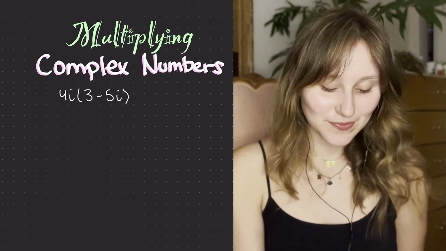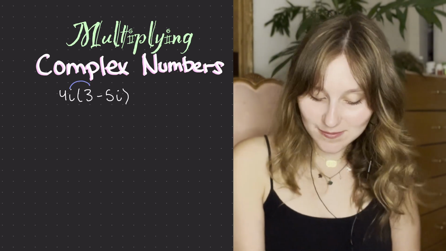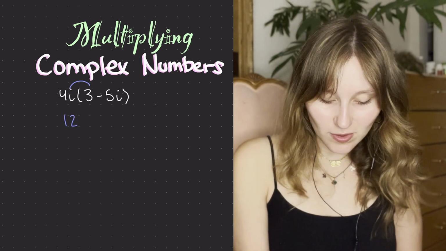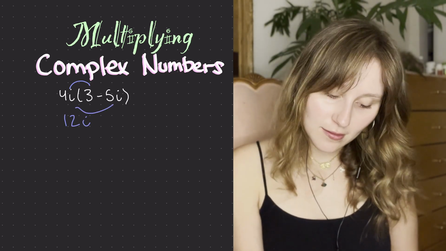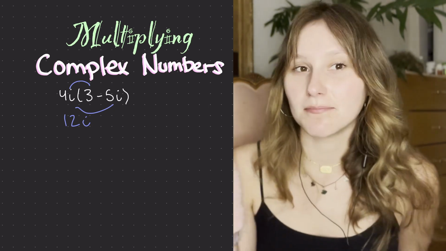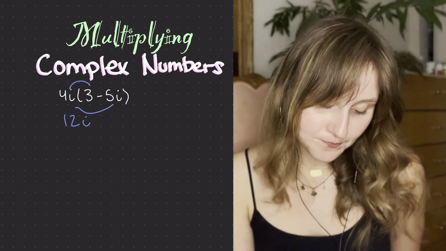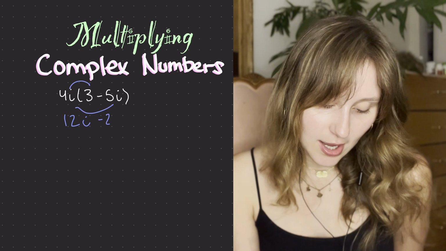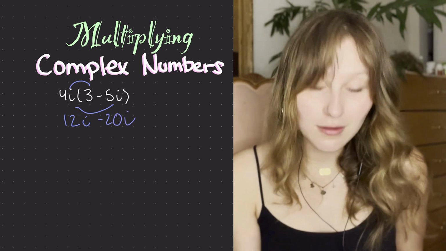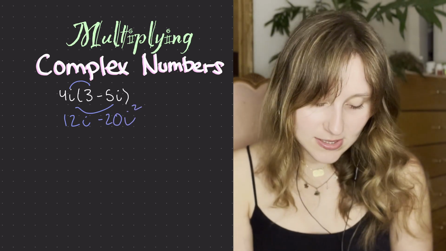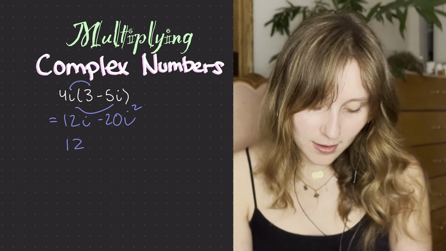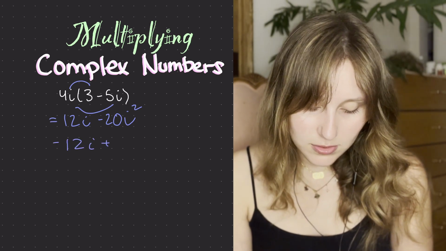Let's distribute. So we get 4i times 3, which is going to be 12i. We get 4i times minus 5i. So we get minus 20i squared, of course. Simplifying that, we get 12i plus 20.